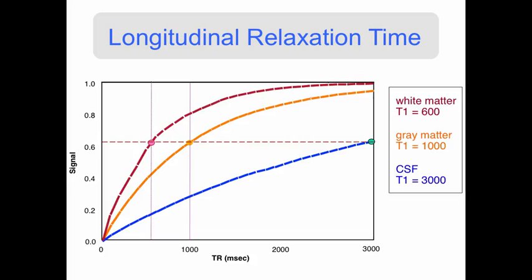The interesting thing is that different tissue types have different T1 values. So, for example, white matter has a T1 value of 600 milliseconds. Gray matter has a T1 value of 1 second, while CSF has a T1 value of 3 seconds. So this is an interesting thing, and this is what we're going to be able to use later on in order to be able to tell white matter and gray matter and CSF apart from one another, and this is what we use in order to create images.